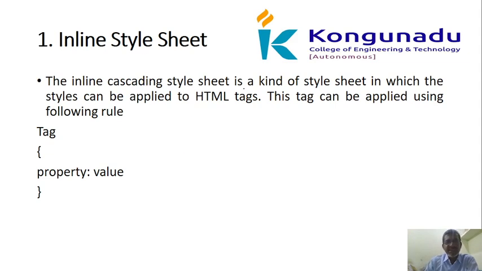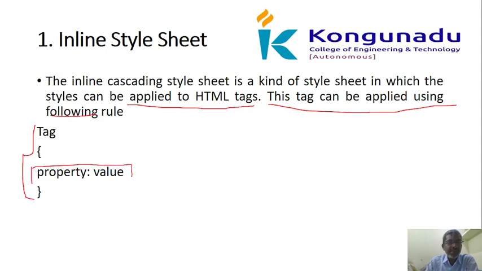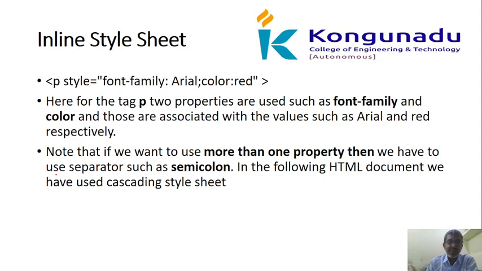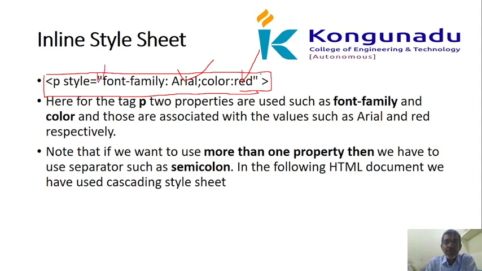The inline cascading style is a kind of style sheet in which styles are applied to the HTML tags. So this is the important thing. This tag can be applied using the following rule. Within these tags, I am going to define the properties which are required, and the corresponding value has been given here. So this is the inline style sheet. We can see one example. I am defining a style for the paragraph. For the paragraph I'm giving the style as font family should be Arial, and the color should be red. I am giving it within double quotes.